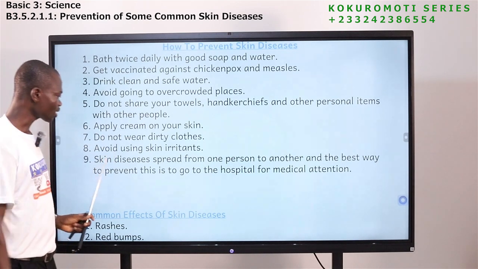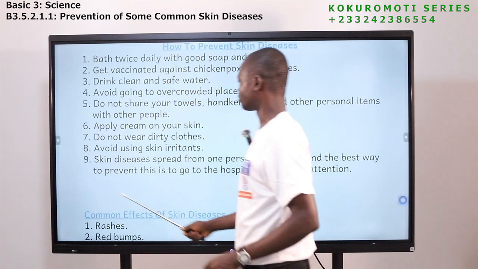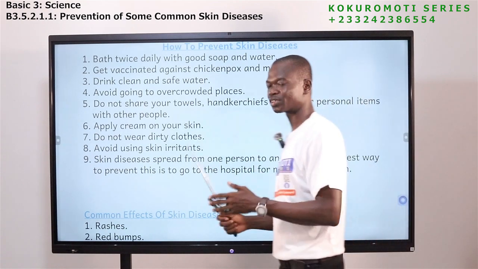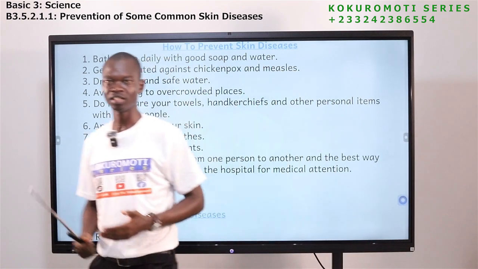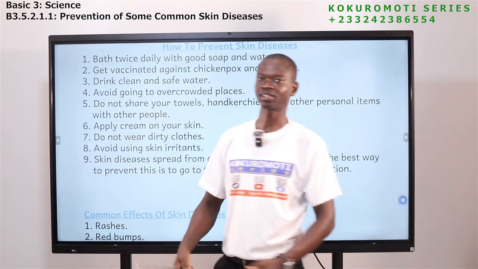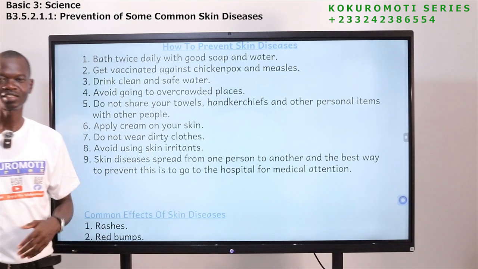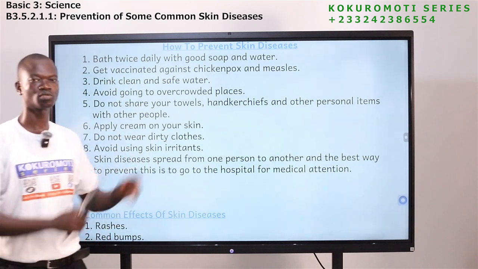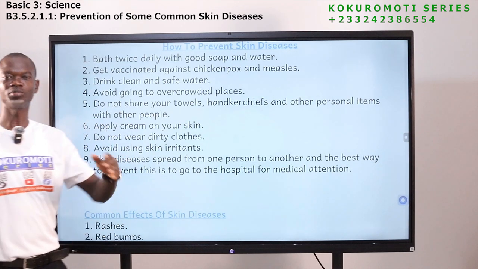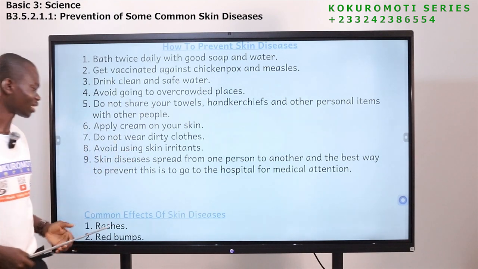Number 9, skin diseases spread from one person to another. The best way to prevent this is to go to the hospital for medical attention. If you have skin disease and you don't treat it, you spread it. Your friends, your family members, your sisters, your parents, everybody will get it. So if you realize that you have skin disease, walk to the hospital and let them treat you. If you do that, you prevent this disease from being spread to other people.